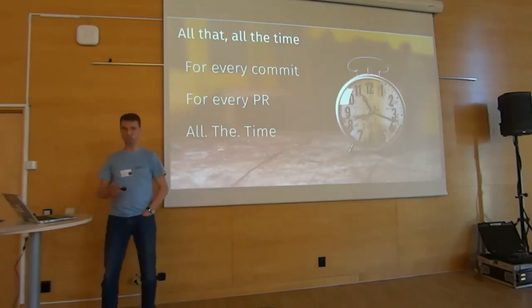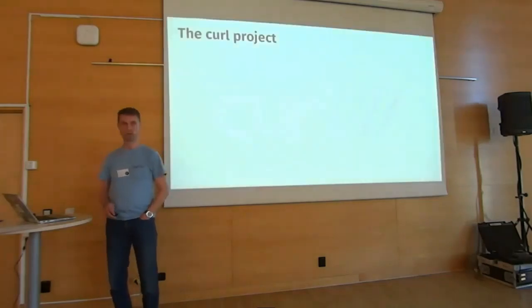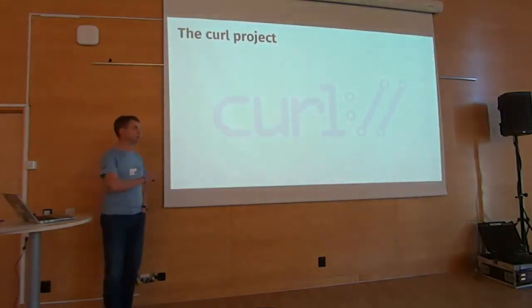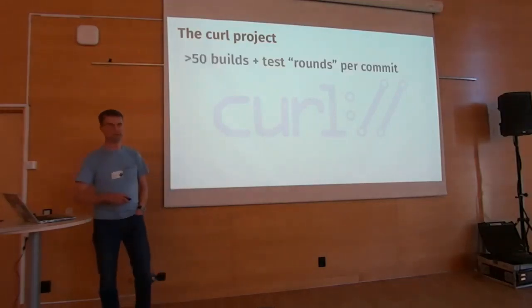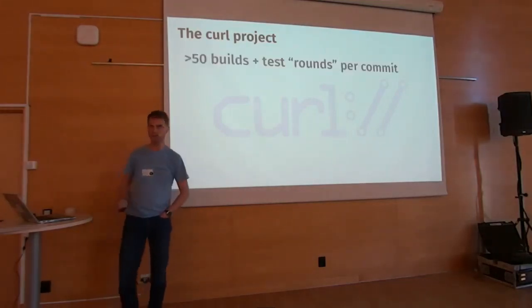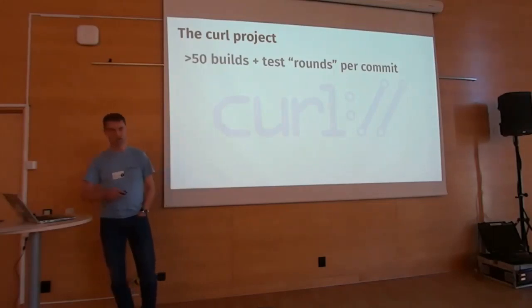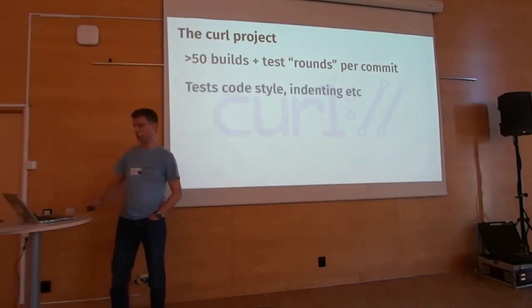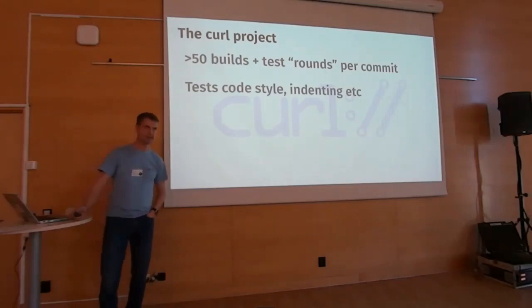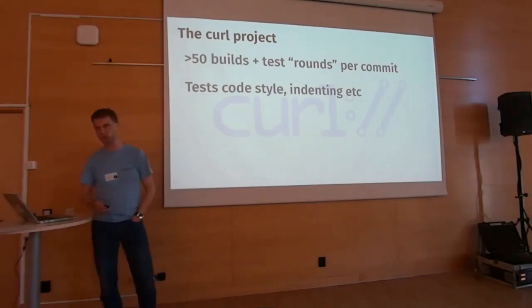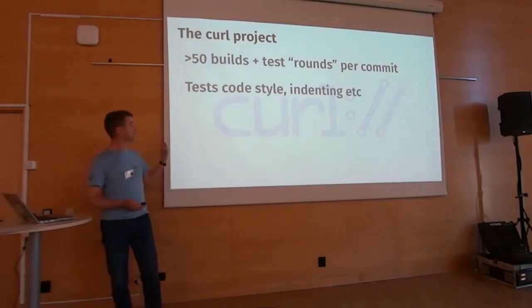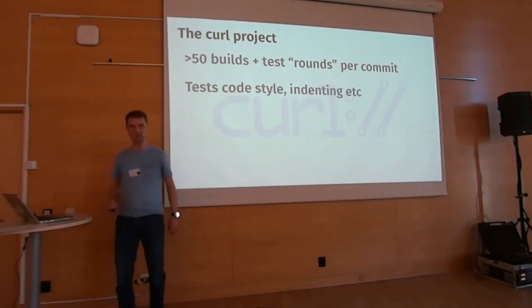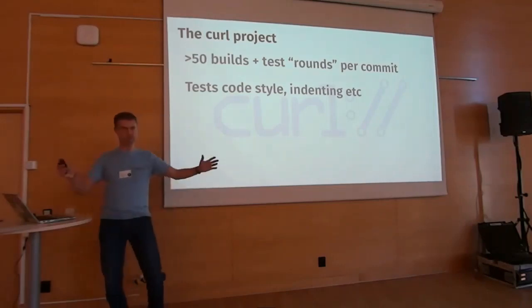So, in the curl project that I spent some time on, we try to do all this actually. For every commit, every pull request, we do roughly 50 builds or test rounds. And we test for code styles, we test for indenting, so there's a red cross if you don't follow the style, if you're indenting the code the wrong way, or if you're putting your braces in the wrong position on the lines, or having too wide lines.